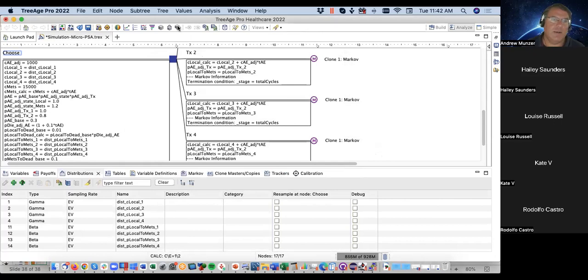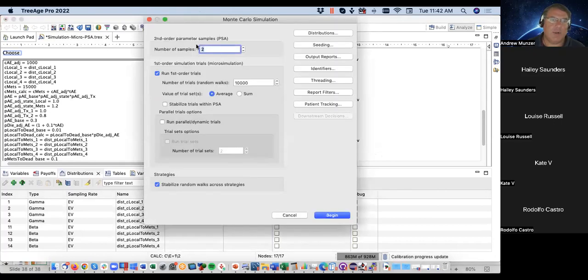I need to run parameter uncertainty and patients. Now I'm going to run way too few so that we don't have to sit around and wait. So I'll run 500 by 500, which is definitely not enough. Just ignore that. I don't want us waiting around for the results to come out.